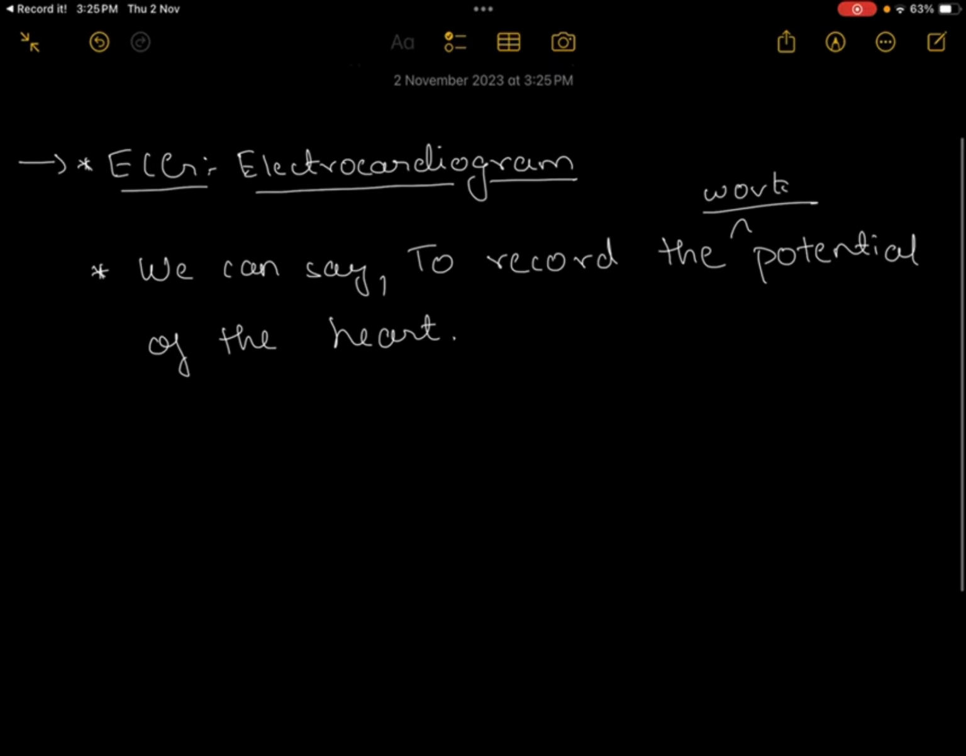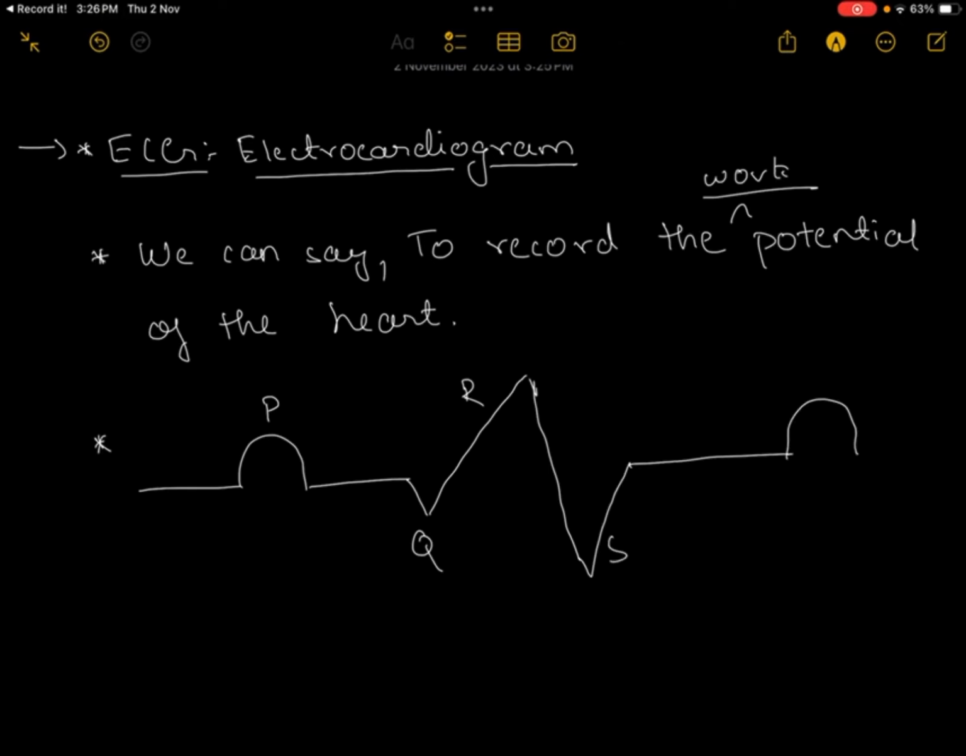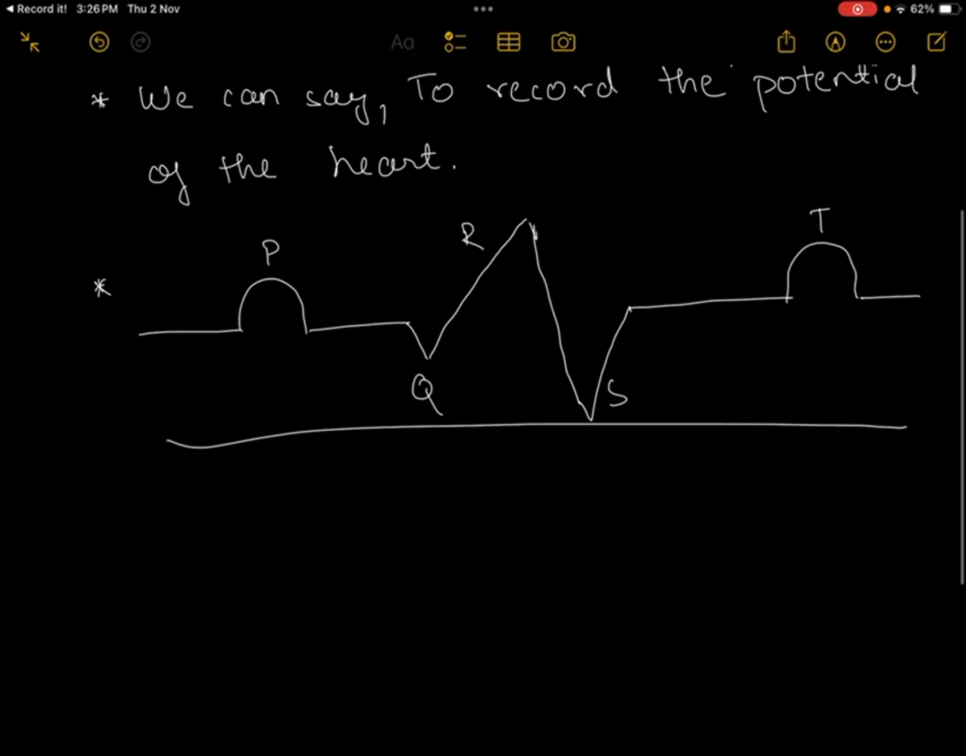So what are all the aspects? I think you might have seen an ECG report of a patient. The normal ECG report represents like this. This is called the P wave. This is called the Q wave. This is called the R wave. This is called the S wave, and this is called the T wave. So this is the representation of the ECG pattern.